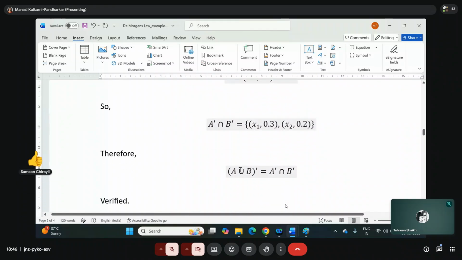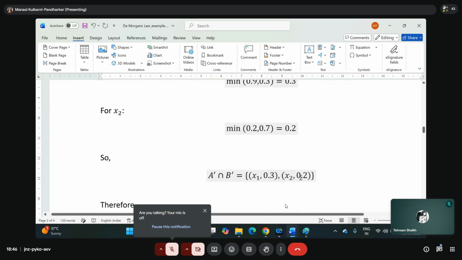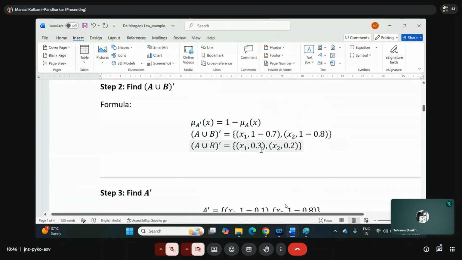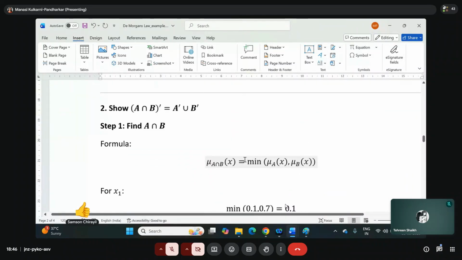Now check. Is it correct? What we got in the union complement is the same as this intersection. Is it correct? So 0.3 and 0.2. What we got over here? Same over here, 0.3 and 0.2. So hence it is proved. Am I right? हाँ या ना? Yes, yes, ma'am.